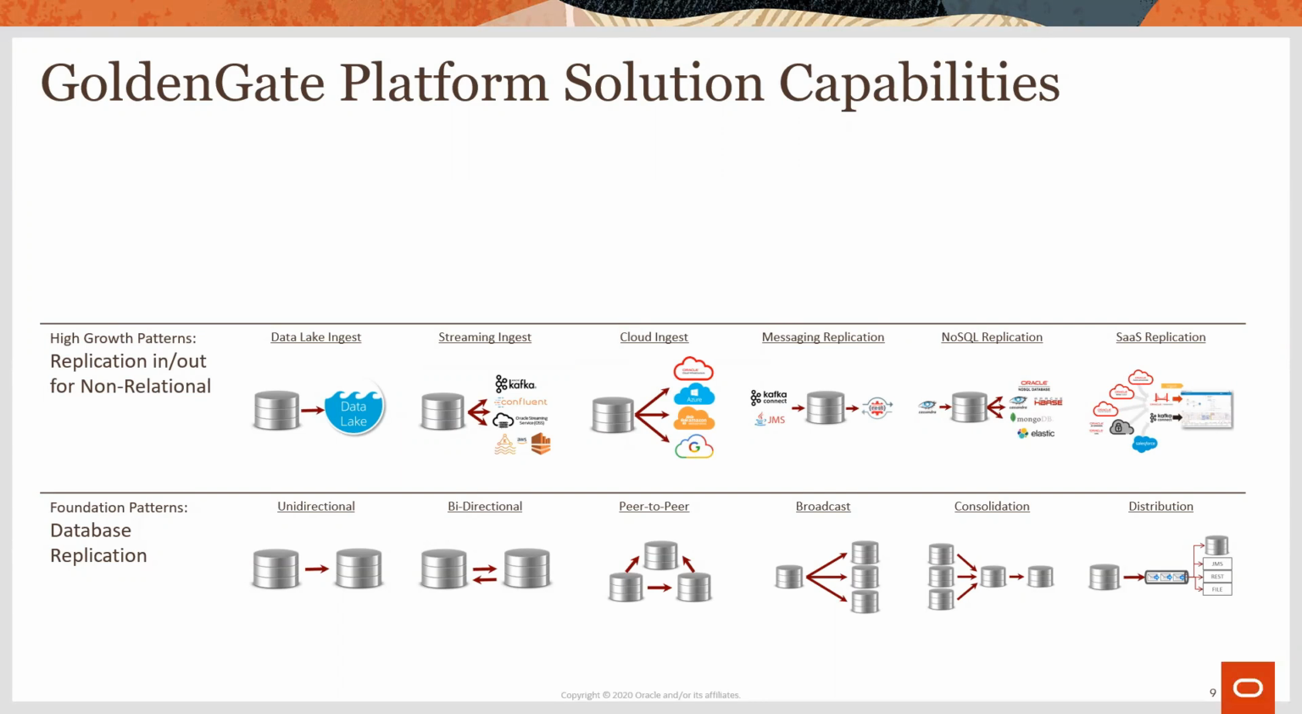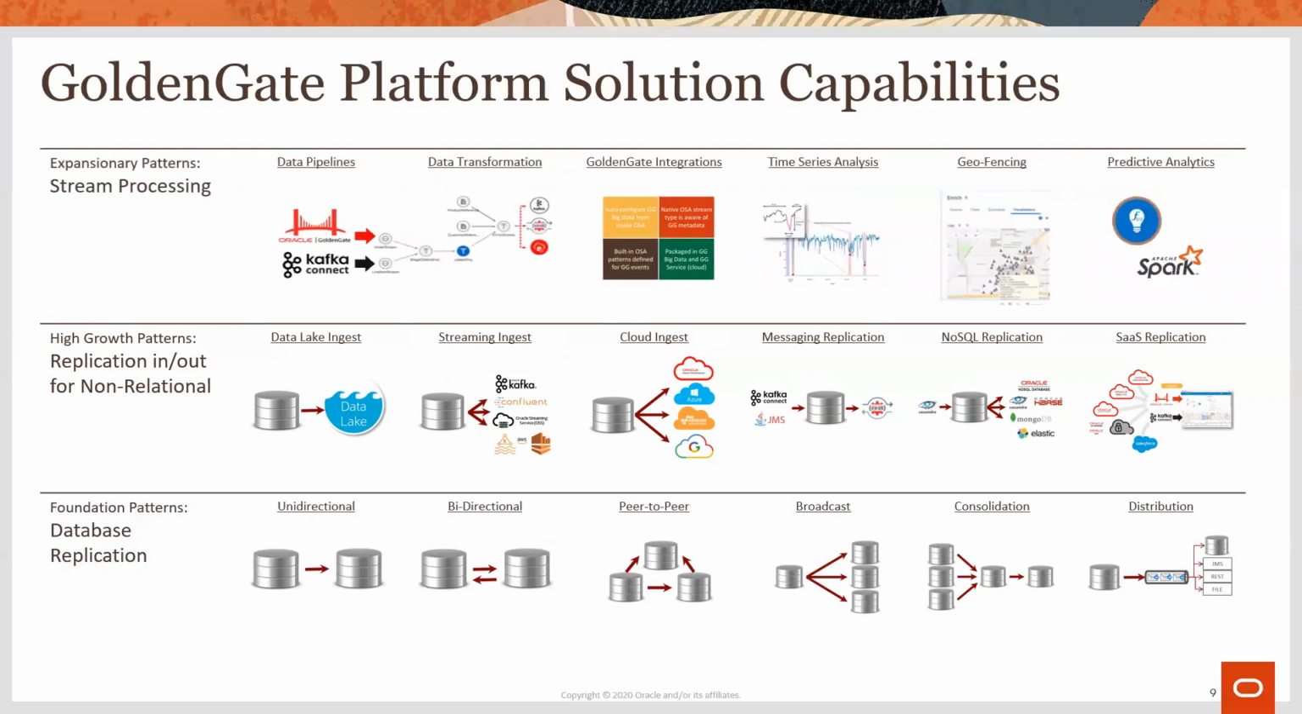Others, we have NoSQL replication, so replicating key value pairs across KVP stores. And then now, most recently, we've added SaaS application replication as well, so that you can receive application events directly coming out of a variety of different SaaS applications. So these patterns are also core to the GoldenGate replication frameworks.